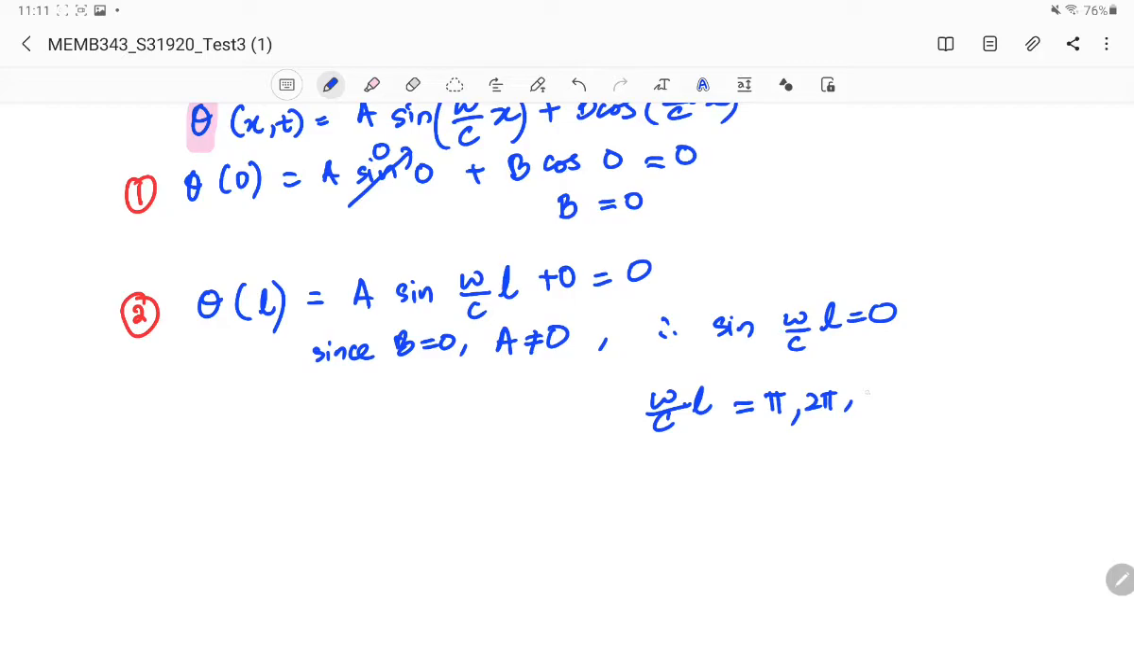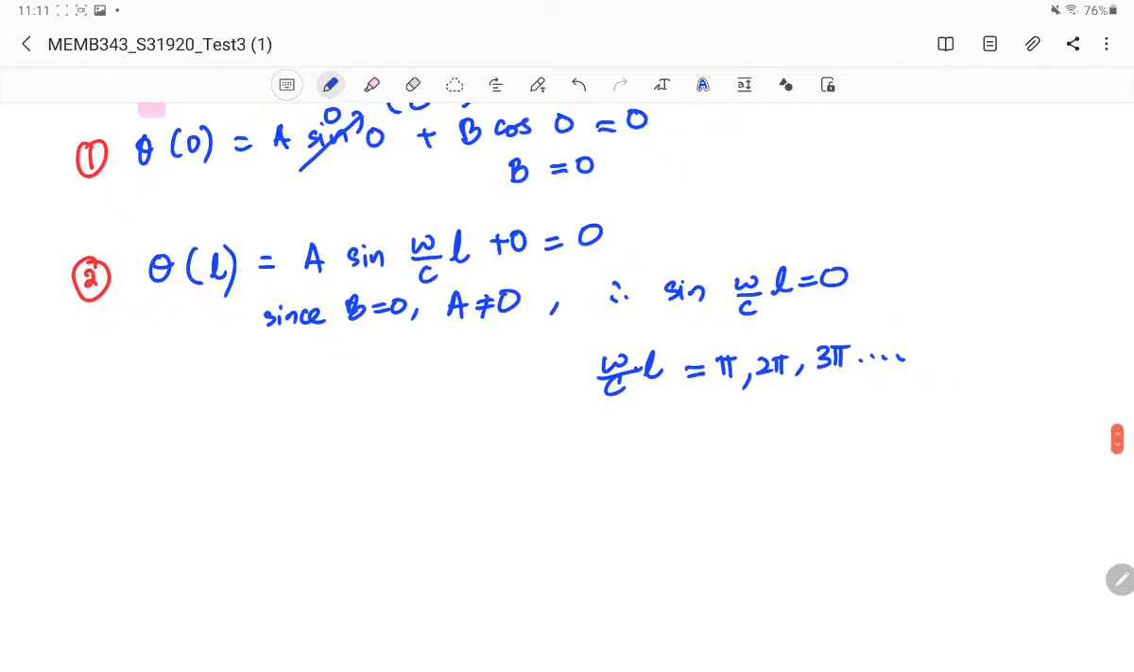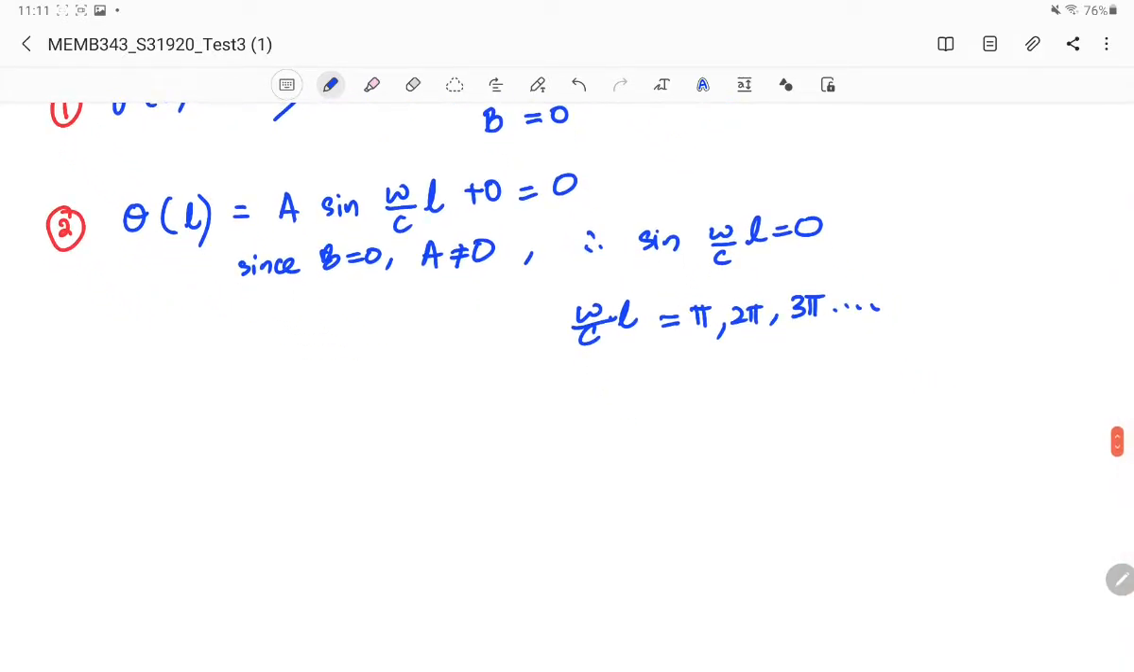Okay, pi, 2 pi, 3 pi. Why do we have a series here? Because a continuous system means it goes to infinity, so I can write it as n pi. You write it in terms of a series, and from here you can get your omega n. Omega n here is the natural frequencies, where you express it in terms of a series.